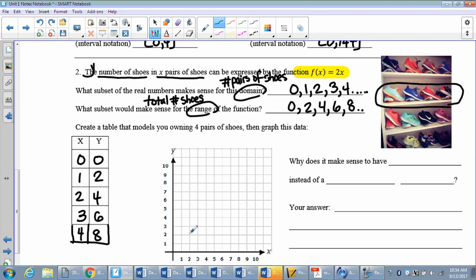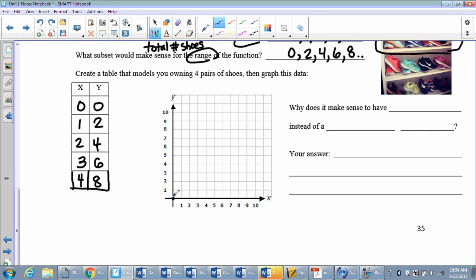And let's plot these points. So I've got 0, 0, 1, 2, come back to 0, 0. To graph 2, 4, I'm going to go right 2 up 1, 2, 3, 4, 3, 6, back to 0, 0, and finally to graph 4, 8, 1, 2, 3, 4 to the right, up 8. Let's get some labels. So this is number of pairs of shoes, and this is total number of shoes.